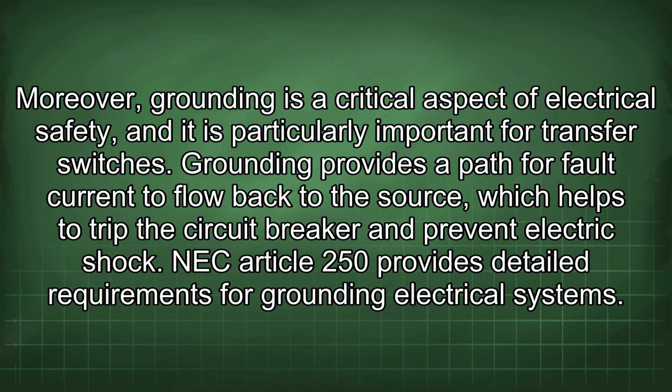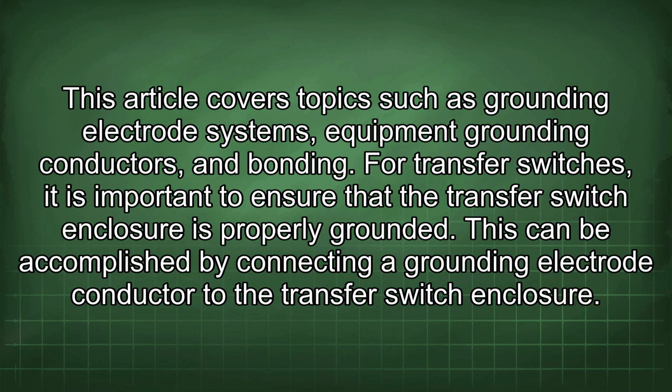NEC Article 250 provides detailed requirements for grounding electrical systems. This article covers topics such as grounding electrode systems, equipment grounding conductors, and bonding. For transfer switches, it is important to ensure that the transfer switch enclosure is properly grounded. This can be accomplished by connecting a grounding electrode conductor to the transfer switch enclosure.